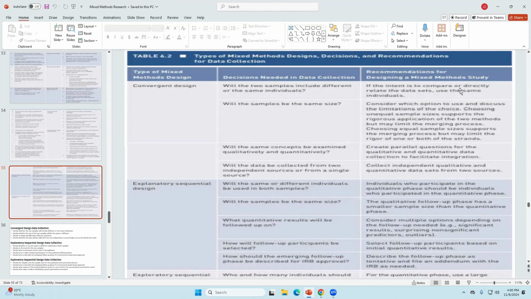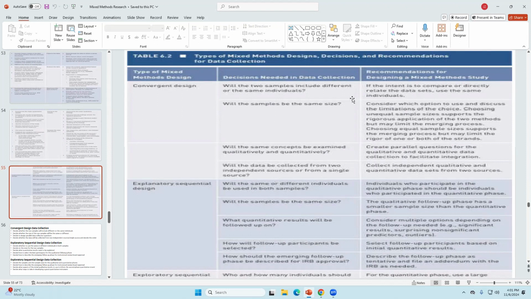If the intent is to compare or relate the data, you need to have the same sample. In social science, we assume that people's views are different. So you ask either all of A or all of B. If you have to compare, the sample should be the same. Be careful, okay? Comparing means same.